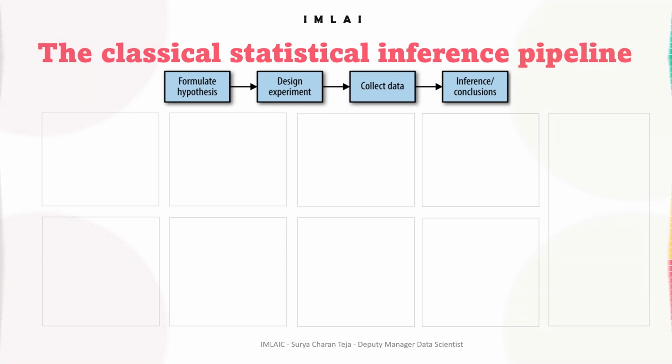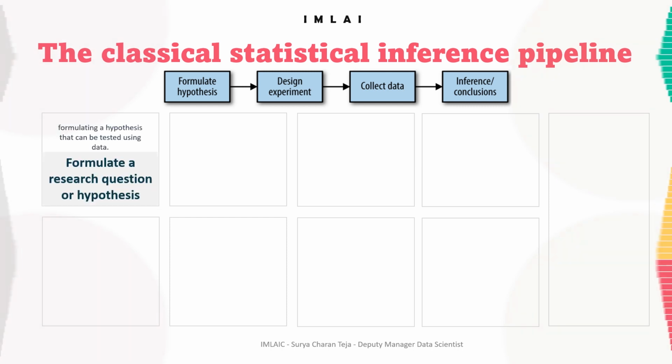So now let's deep dive into the statistical inference pipeline, and we'll see each and every sub step of it. The classical statistical inference pipeline is a well established framework for making conclusions or decisions based on data. It typically consists of the following steps. Obviously, it starts with formulating a research question or hypothesis. So this step involves identifying the research question of interest and formulating a hypothesis that can be tested using the data.